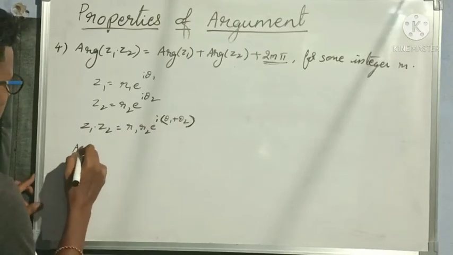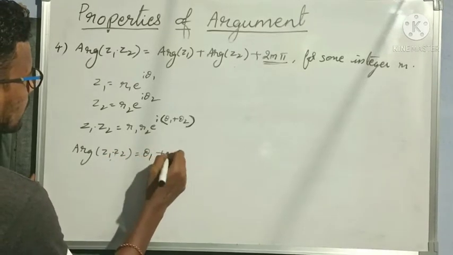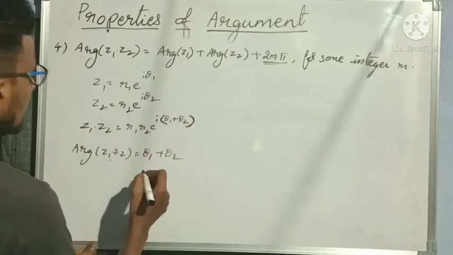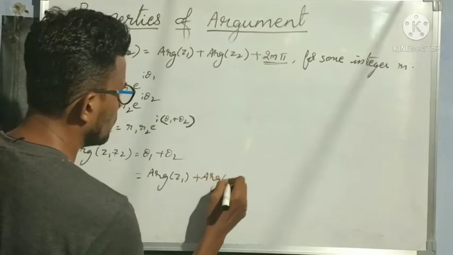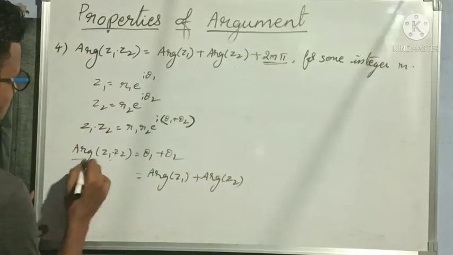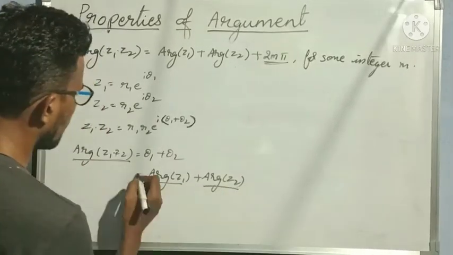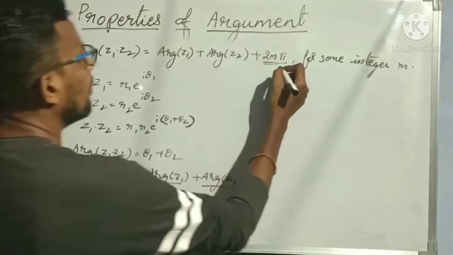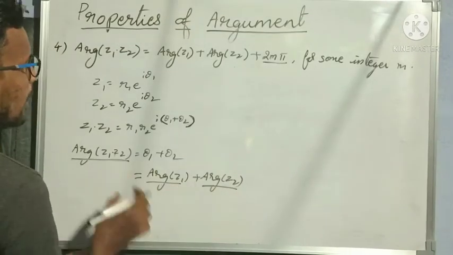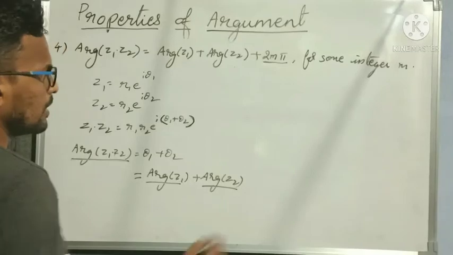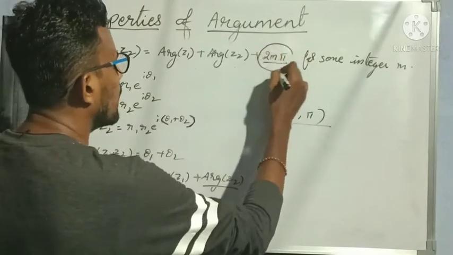So what is the argument of z1 into z2? The argument of z1 into z2 is theta 1 plus theta 2. Yes. So theta 1 is nothing but the argument of z1, and theta 2 is the argument of z2. So the argument of z1 into z2 is equal to the argument of z1 plus the argument of z2. But what is this 2m pi? It means if the value of the argument of z1 plus the argument of z2 is not in the principal value, if it is not between minus pi and pi and exceeds that range, then we can use this 2m pi.